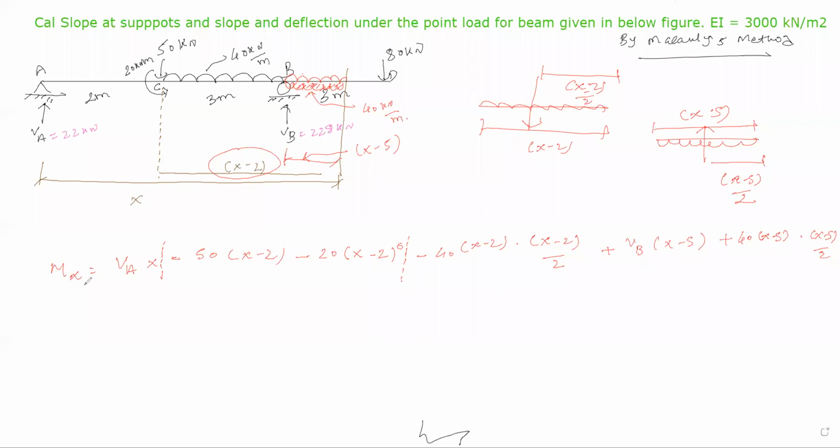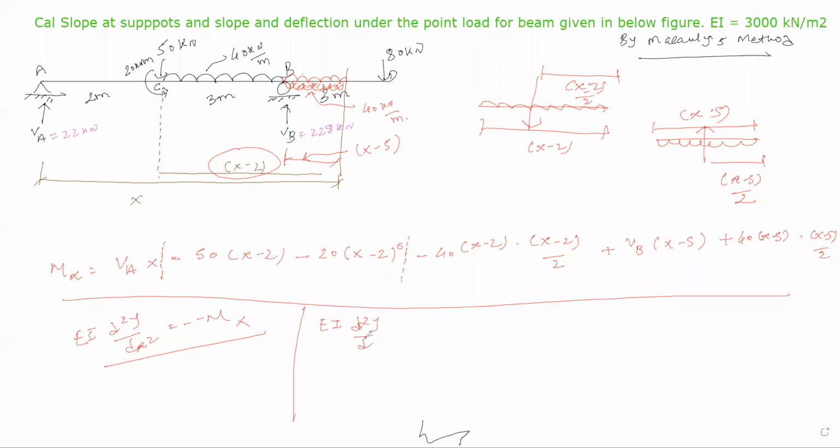So you have put these values in your general equation: EI d squared y by dx squared equals minus Mx. Will everyone be able to do the further calculations? Please confirm in the chat box. Let me put the equation, let's just write minus 22x.